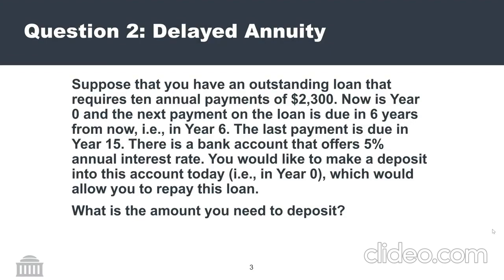Suppose that you have an outstanding loan that requires 10 annual payments of $2,300. Now is year 0 and the next payment on the loan is due in year 6. The last payment is due in year 15. There is a bank account that offers 5% annual interest rate. You would like to make a deposit into this account today, which would allow you to repay this loan. What is the amount that you need to deposit?